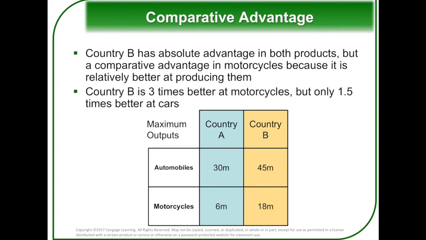A good example on comparative advantage here, you've got country A and country B. Country B's got an absolute advantage in both products, but a comparative advantage in motorcycles. Why? It's because it is relatively better at producing motorcycles than automobiles. If you look at the chart, country B is 3 times better at motorcycles, but only 1.5 times better at cars.